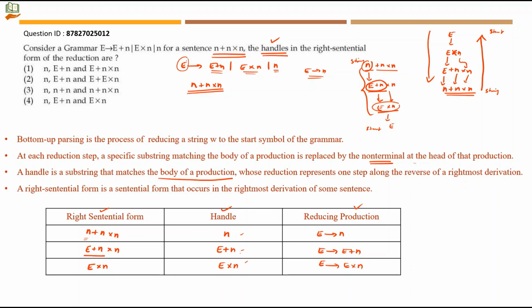Option number 4 will be the right answer. So you can ask me one thing. This is also right, but this is not the handle. All these are not handles. This is the exact sentence and this is wrong. This is a part of the right sentential form, but this is not a part of the right sentential form.